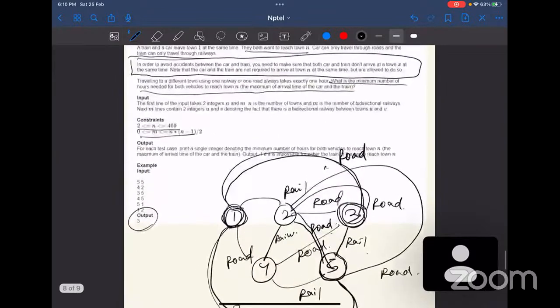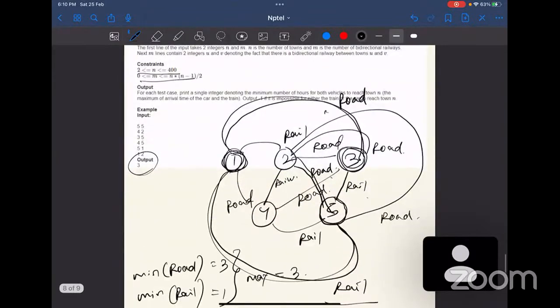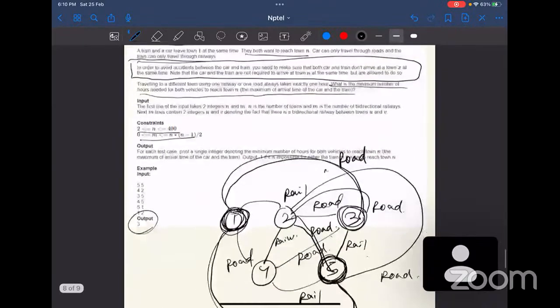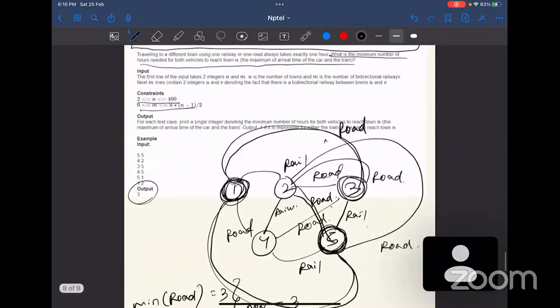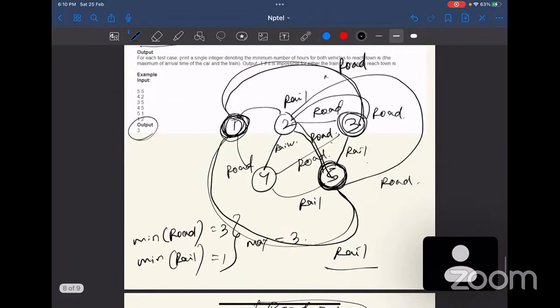So this is basically the question. You just need to find the minimum time for the train to reach from 1 to n, and the minimum time taken by the car to reach from 1 to n, and whatever is the maximum of those would be your answer. There is a trick in this question. I will not tell you the trick, but this is a very simple question. You just need to do BFS. But I want you to think about how you will solve this problem. It's a bit interesting. Let's see if you are able to crack that trick or not.